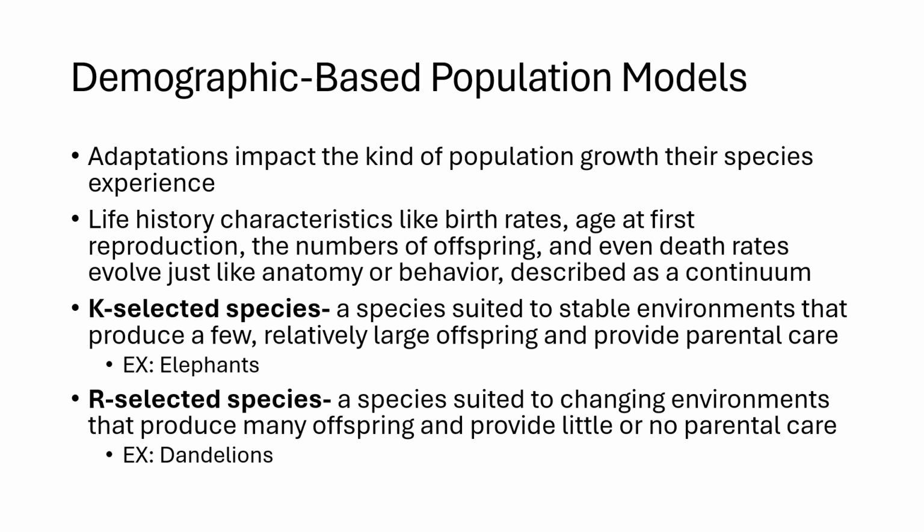Then there are R-selected species on the other side of the continuum. So a species that is suited to changing environments, very dynamic, produces a lot of offspring and it's not caring for them. It's just putting them out in the environment and then leaving them to do as they will. An example of that would be dandelions, mice, cockroaches. You can see how many species would fall somewhere on this spectrum and probably actually have traits of both of these.